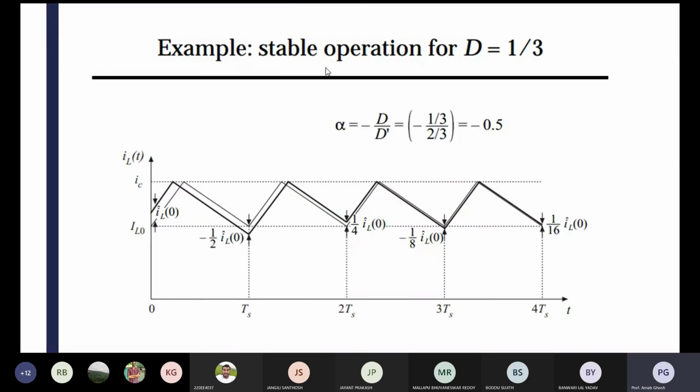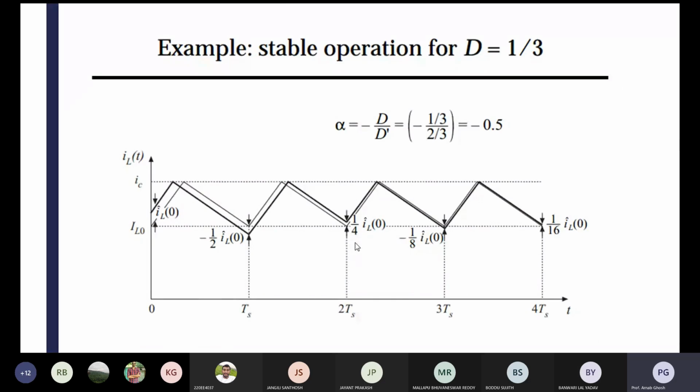So here, in stable operation, D equal to 1 by 3, meaning 0.33. So you can replace it to find the value of alpha. Alpha equals minus D by D dash. So first it will be minus 1 by 3 divided by 1 minus 1 by 3, that is 2 by 3. So it comes to minus 0.5. So at 0.5, what happened?